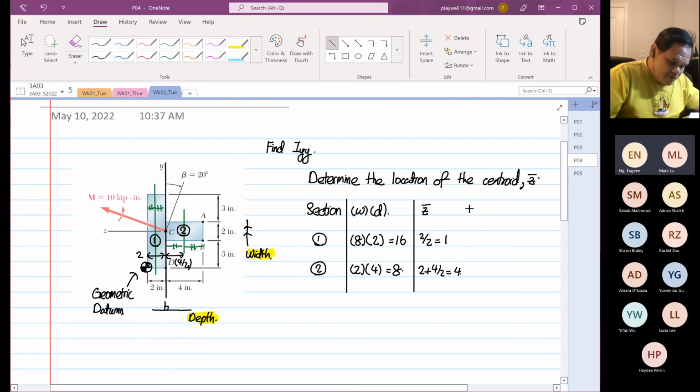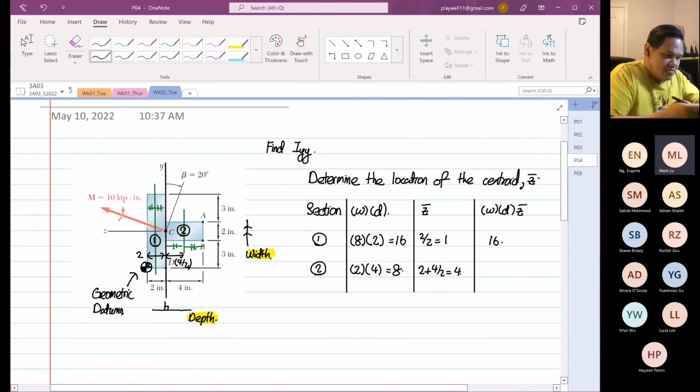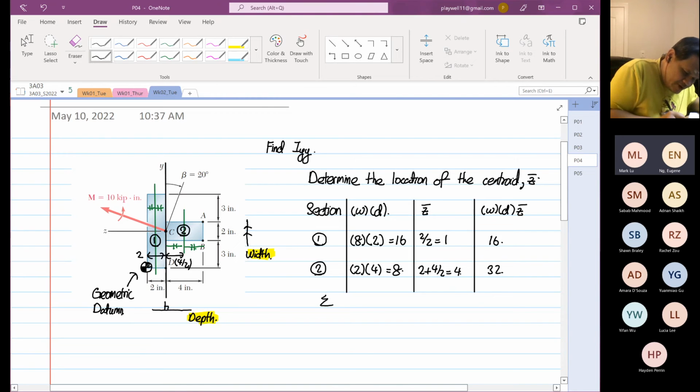Then finally, once you have this, you're able to determine your W, D, Z bar. So this is equal to 16. 8 times 4 is equal to 32. Then you do a summation of your area. So 16 plus 8 is 24. And you do a summation of the last column, 16 plus 32 is 48.